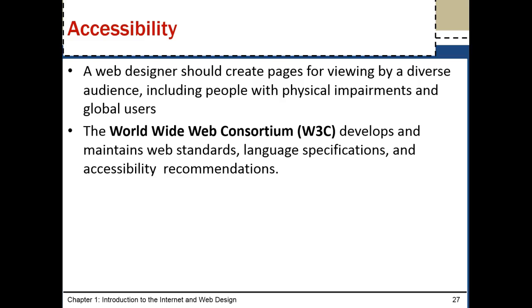Accessibility: when you are designing your web pages, you are actually designing for a diverse group of audience. So you are including physical impairments and global users as well. There is a website called the World Wide Web Consortium, W3C, which develops and maintains the web standards, language specification, and also accessibility. You can go to that website and find more information about how to make your website appealing to a more diverse group of audience, such as physical impairments and also global users.